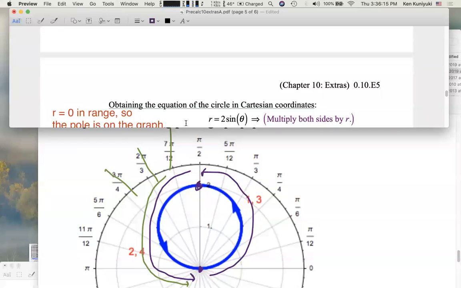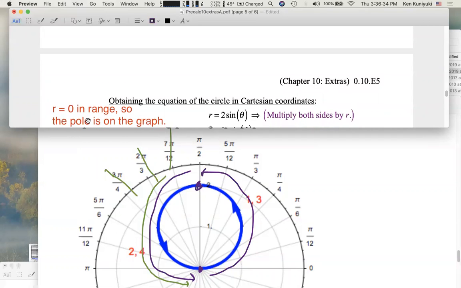First of all, is the pole, or origin, on the graph? Well, the pole corresponds to r equals 0. Is 0 in the range of 2 sine of theta? Does 2 sine of theta hit 0? Yes, it does. For example, when theta is 0. So the pole is on the graph. 0 is in the range, the pole is on the graph. From now on, let's assume r is not 0, and we can multiply both sides by r.